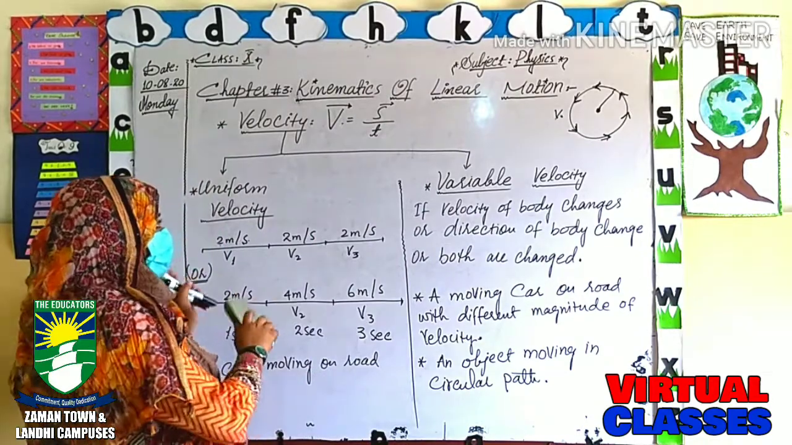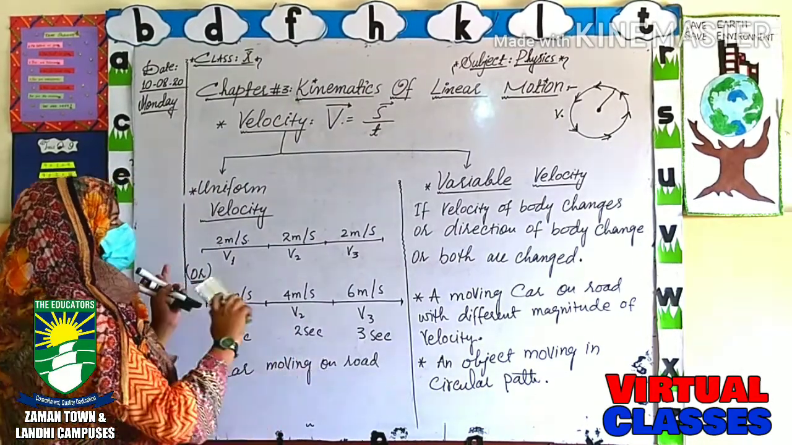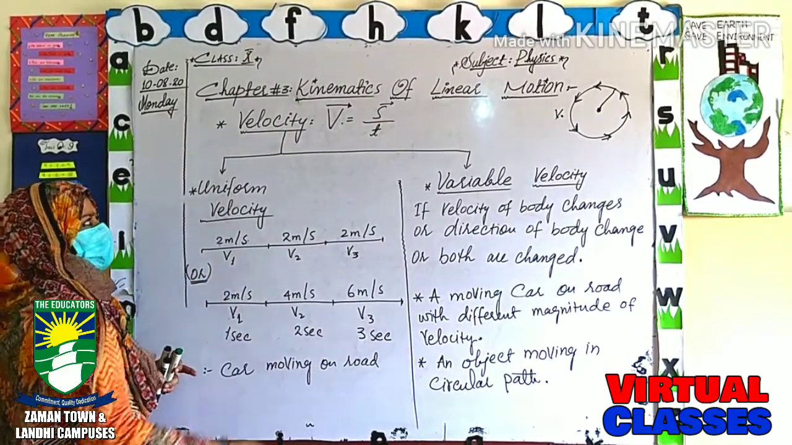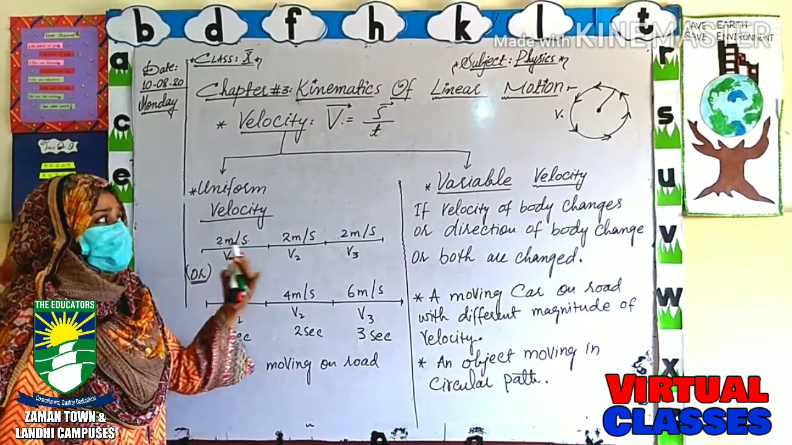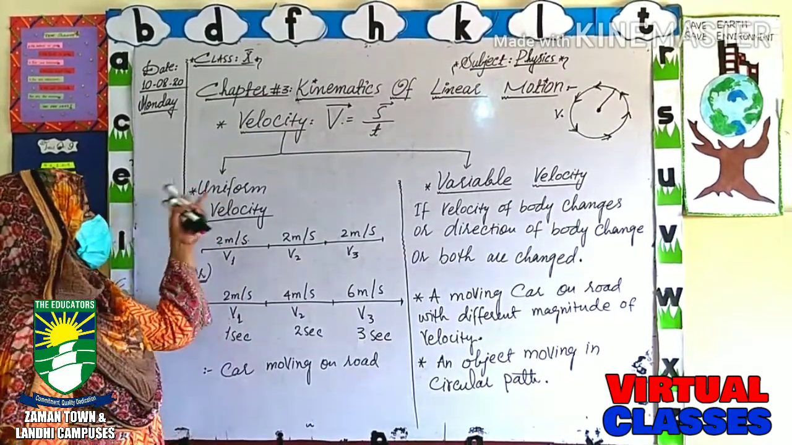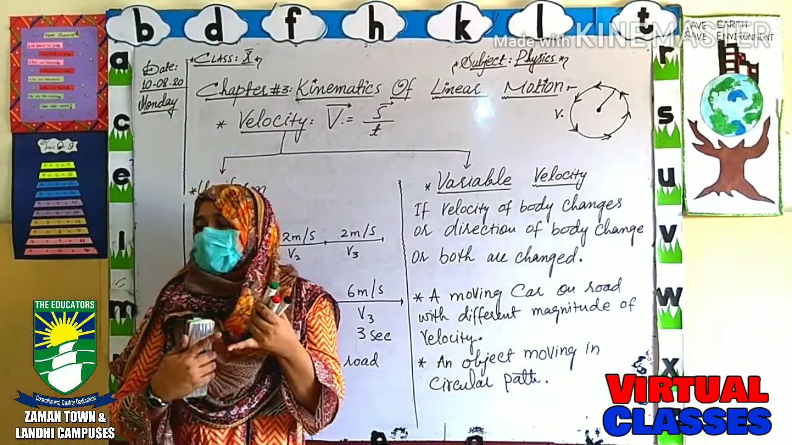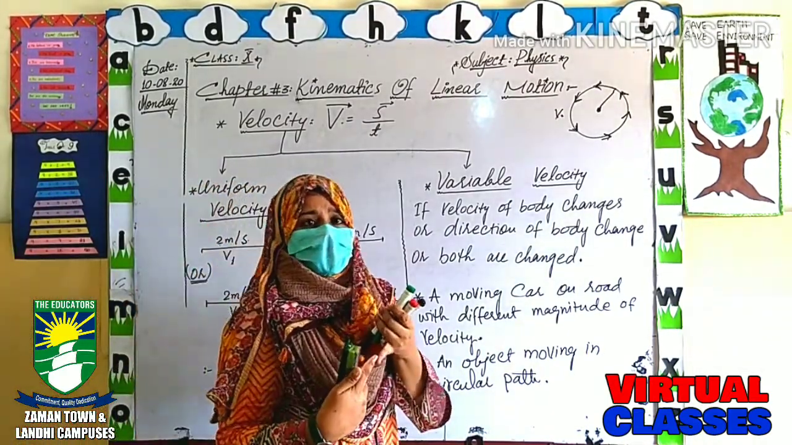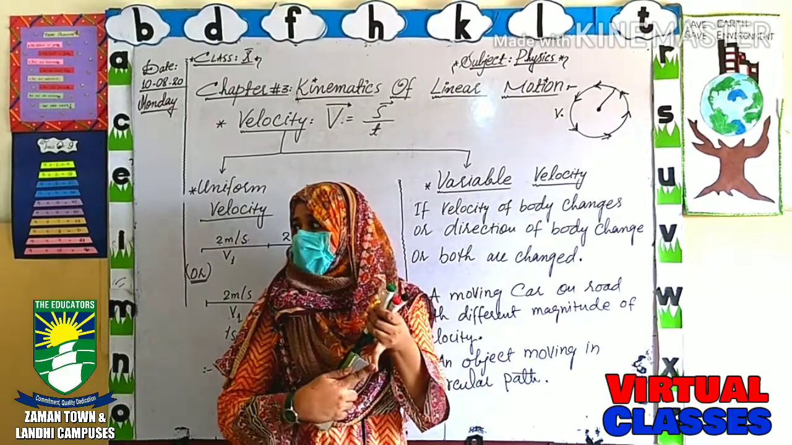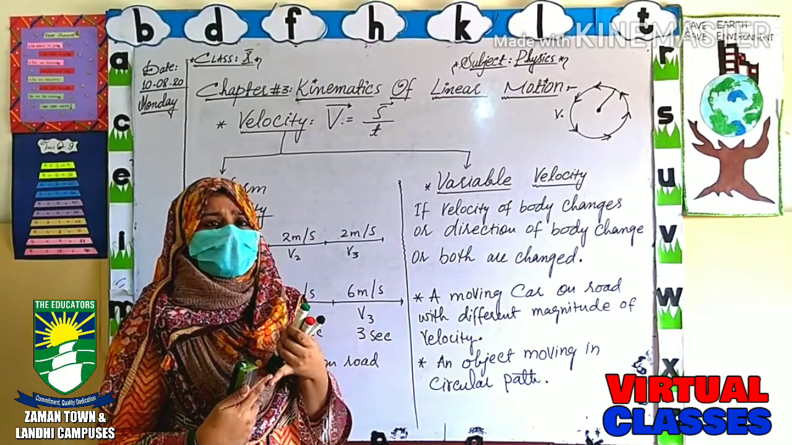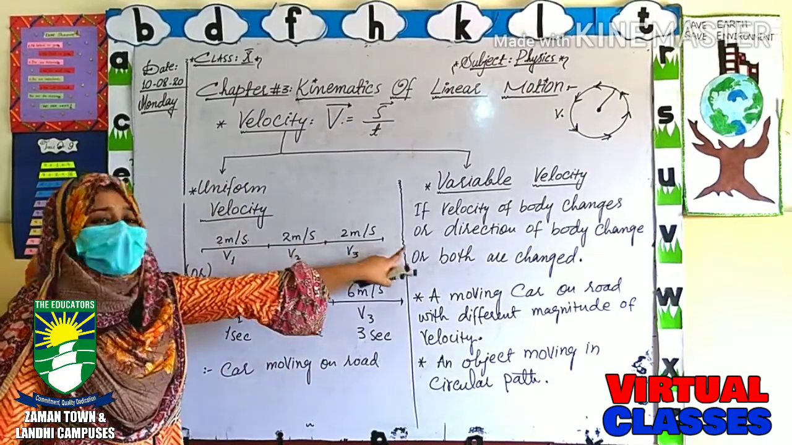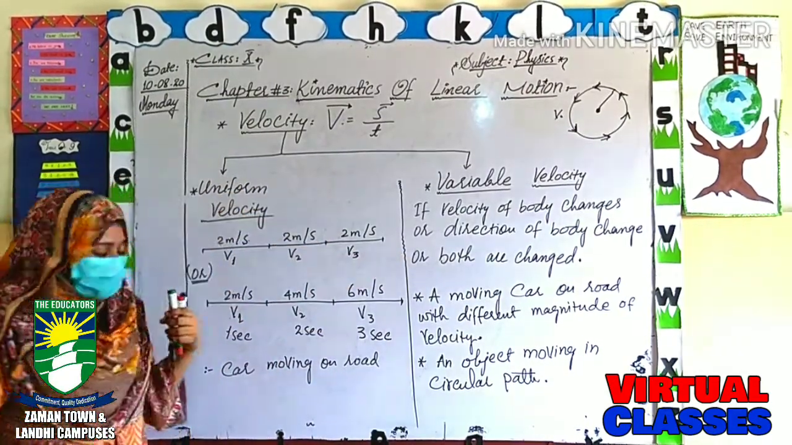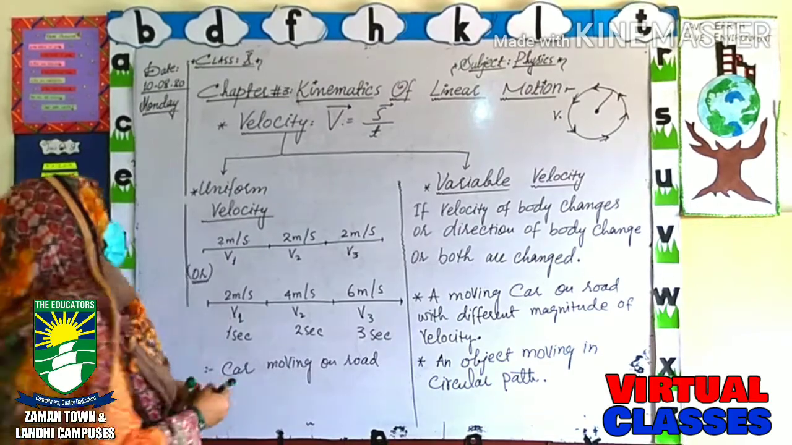Here are the two types, variable as well as uniform velocity. It can be asked as a difference as well. In the case of uniform velocity, neither the magnitude of velocity nor the direction will change. If any one of them changes, the velocity will not be considered uniform, it will be considered variable.